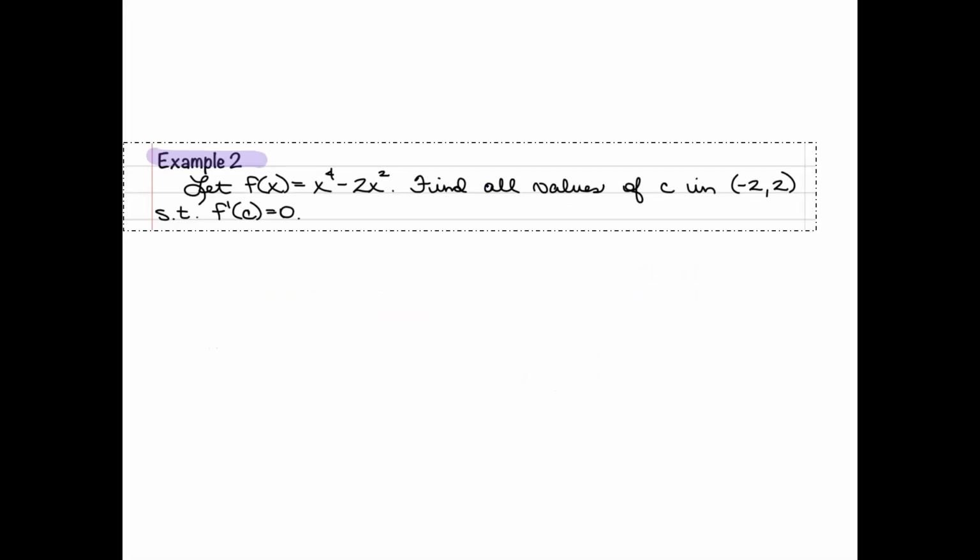All right, example 2. Let f of x equals 4x to the fourth minus 2x squared. Find all the values of c between negative 2 and 2 so that f prime of c equals 0. So let's go ahead and find f prime of x first. It's just a simple power rule, 4x to the third power minus 4x, set it equal to 0. I'm going to go ahead and factor some of this out. I could take out a 4x, and then I have x squared minus 1 equal to 0. So I can go ahead and factor this a little bit further.